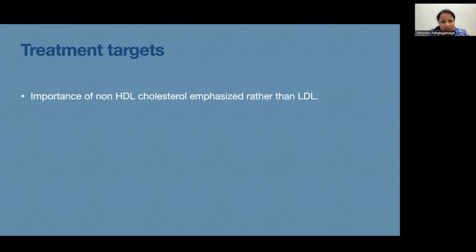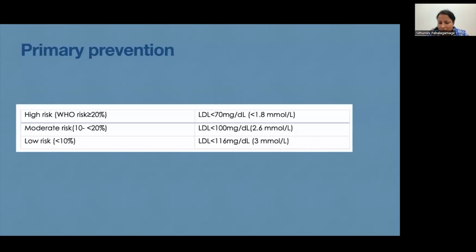Because of that, there is now more focus on non-HDL cholesterol rather than the LDL. So how do you calculate the non-HDL cholesterol? You subtract the HDL amount from the total cholesterol. They say it's more worthwhile managing the non-HDL cholesterol rather than the LDL. However, this is a very recent development. Still, the Sri Lankan guideline says to manage LDL. It has set targets for LDL, and it's all right to follow that too.